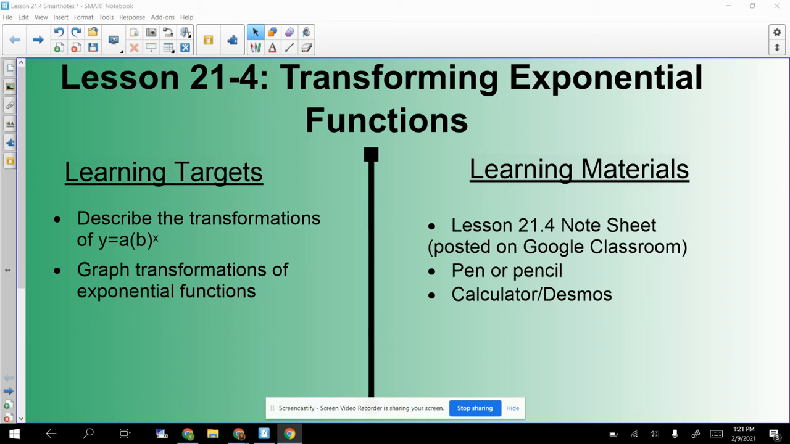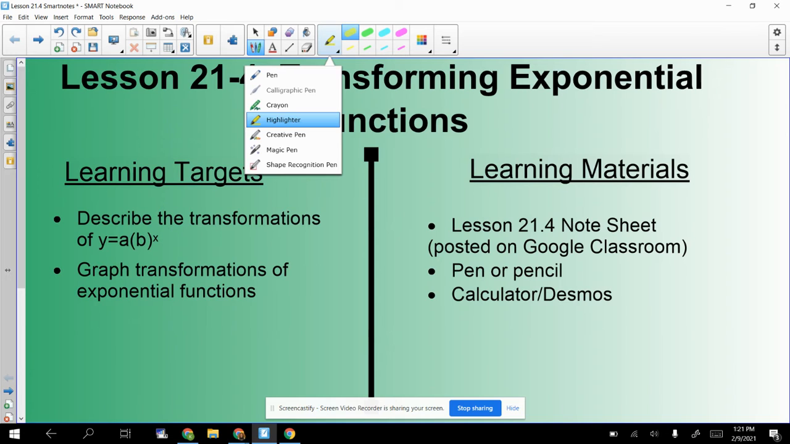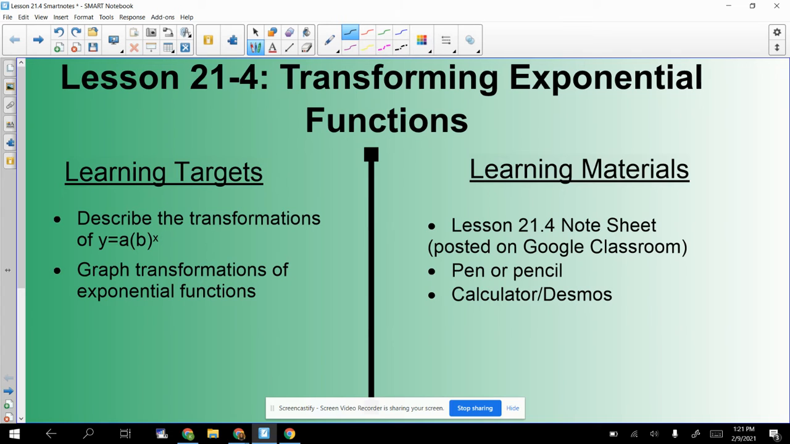You are going to need your lesson 21.4 note sheet, which is posted on Google Classroom. You'll want a pen or a pencil, and you'll probably want a calculator or desmos.com pulled up. We are first going to be describing the transformations of an exponential function, which should be pretty easy because we have worked with transformations many times before. And then the next thing we're going to do is graph transformations of exponential functions.